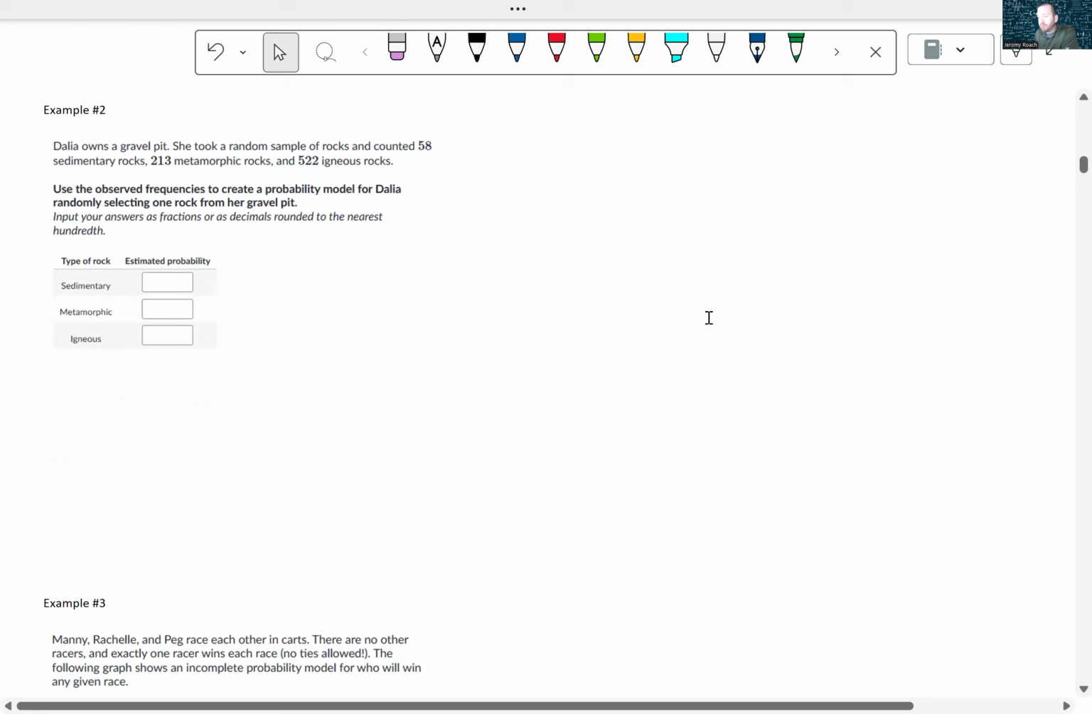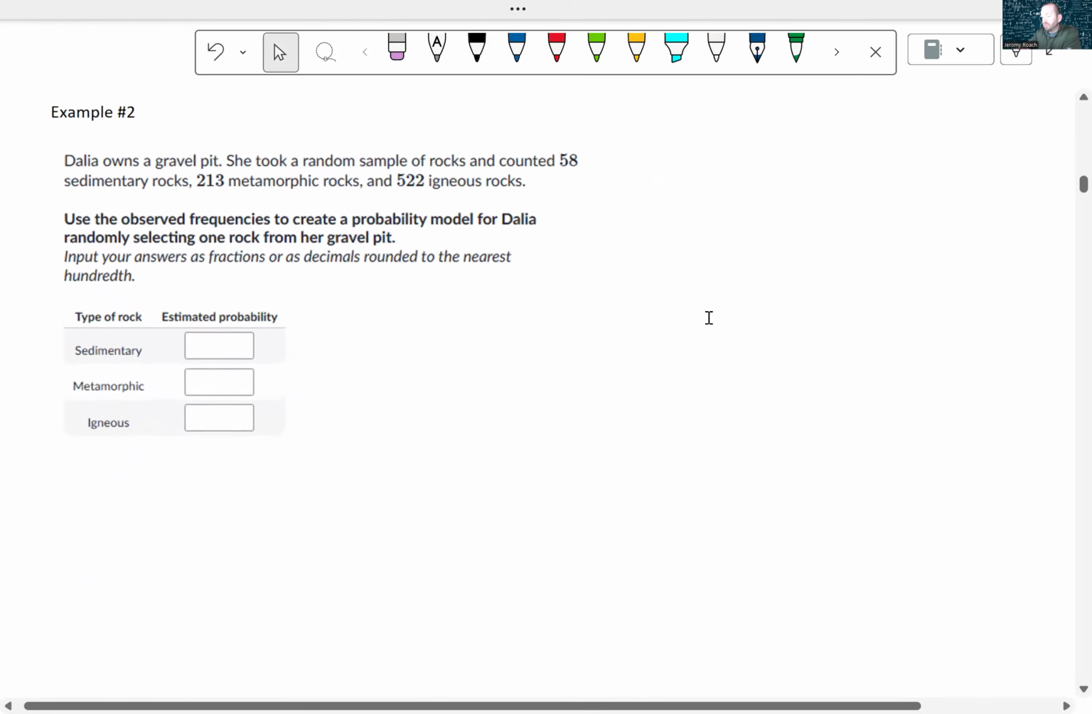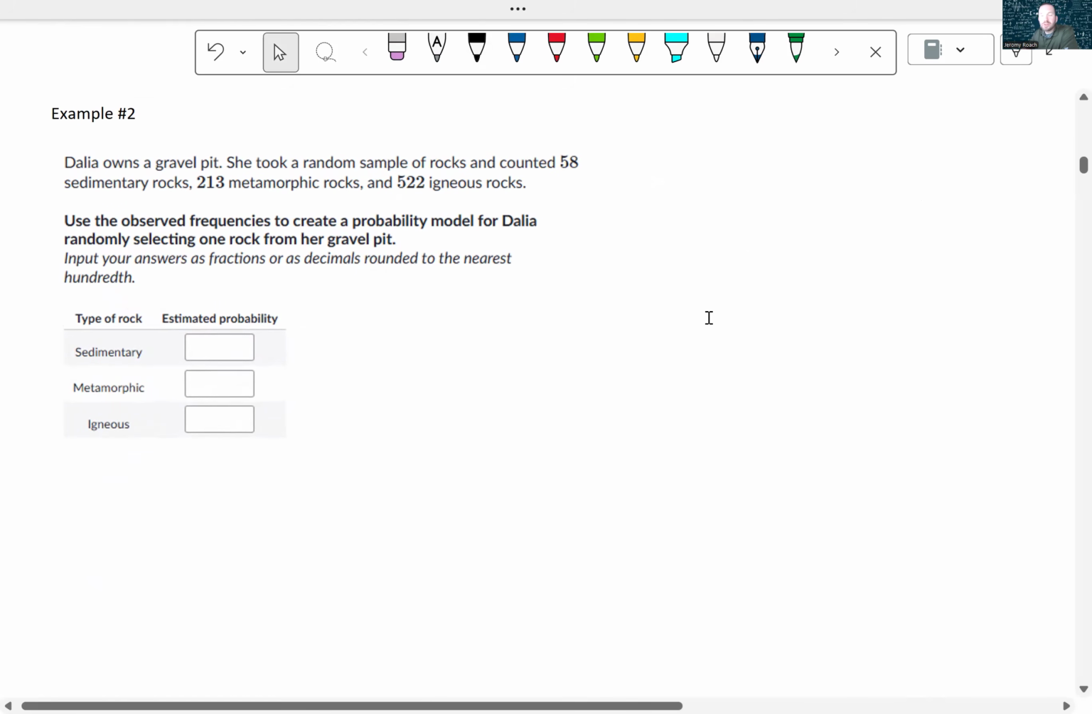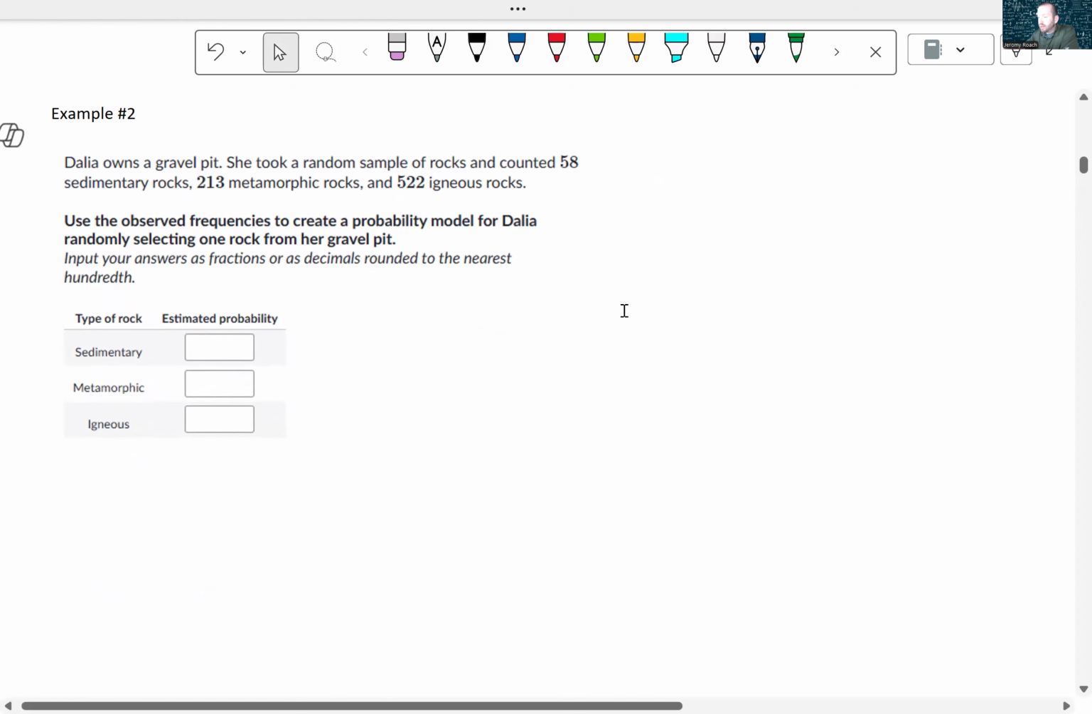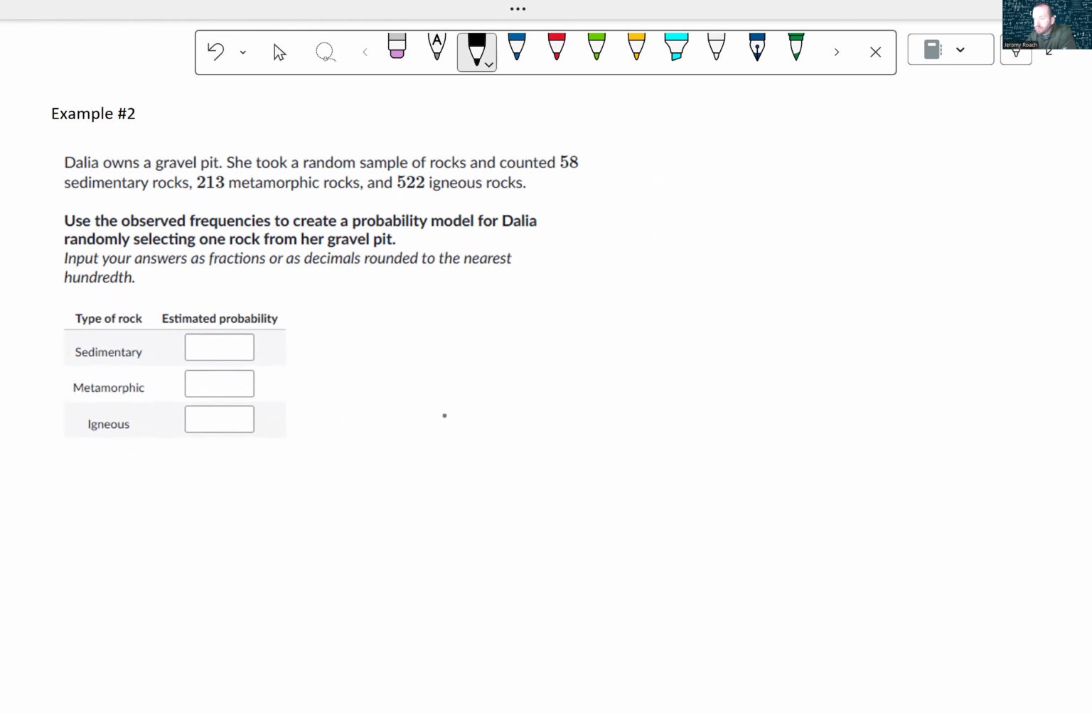Let's look at another example. And these should all be review for this next section, so it's not too bad here. It says Dahlia owns a gravel pit. She took a random sample of rocks and counted 58 sedimentary rocks, 213 metamorphic rocks, and 522 igneous rocks. Use the observed frequencies to create a probability model for Dahlia randomly selecting 1 rock from her gravel pit. Input your answers as fractions or decimals rounded to the nearest hundredth.